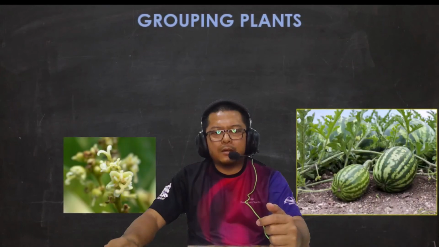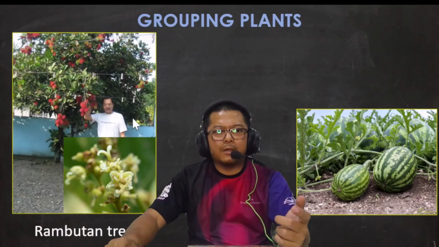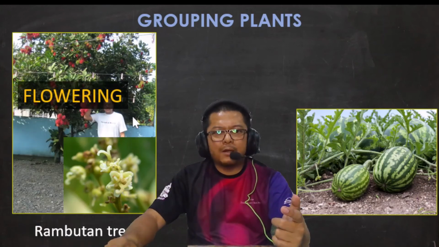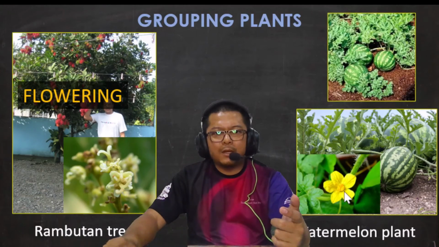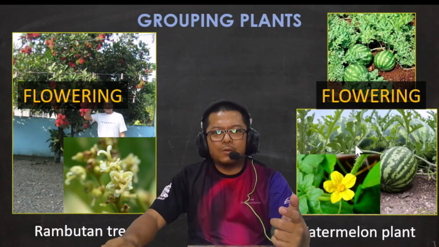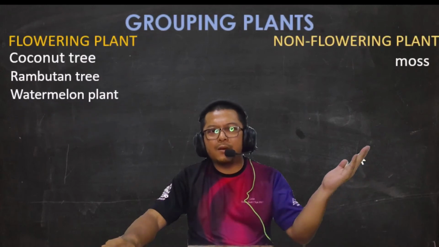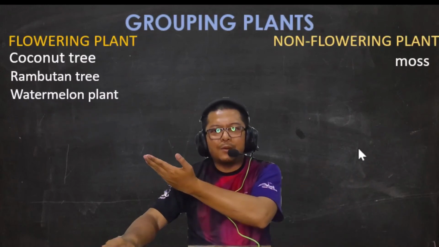Okay, there are two that I haven't changed the picture. Doesn't really matter. Now, rambutan tree. Rambutan tree, obviously, here the small picture is the flower. So this is a flowering plant. And this is a watermelon. Watermelon, and this is the flower of a watermelon. So this is also a flowering plant. So both would be in the flowering plant group.